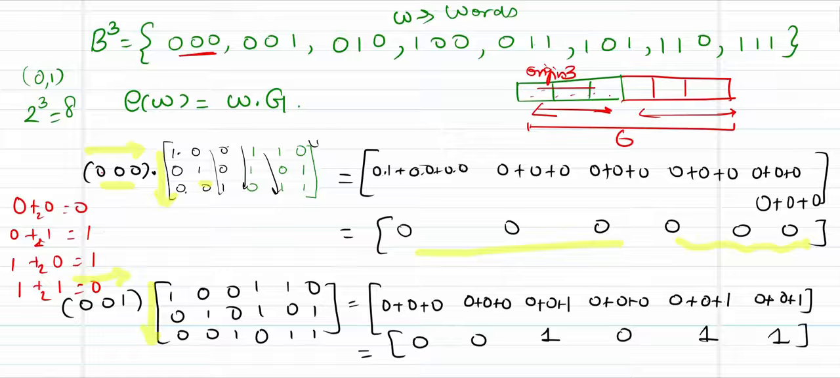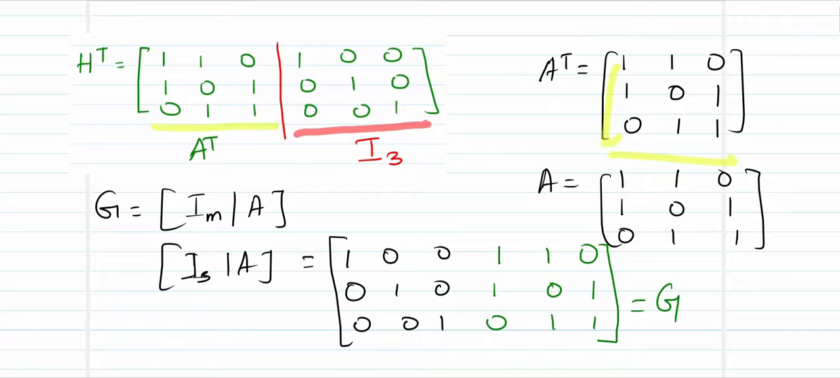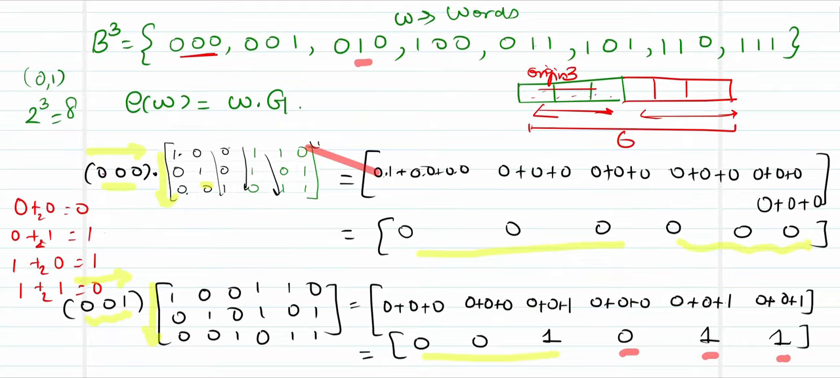Again we notice that the first 3 bits 0, 0, 1 are reappearing over here, and the last 3 bits are nothing but my parity bits which have been attached. Let me go for the third word, 0, 1, 0. So I have this quantity as 0, 1, 0 and now I need to multiply this with my matrix called G.